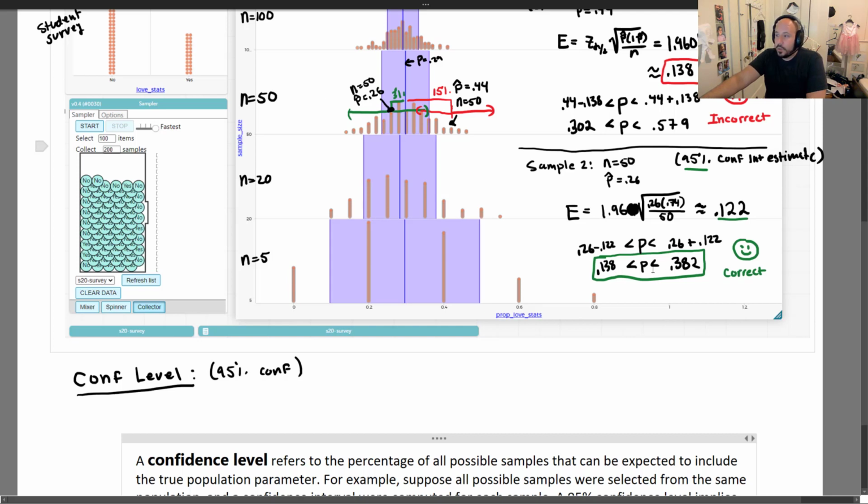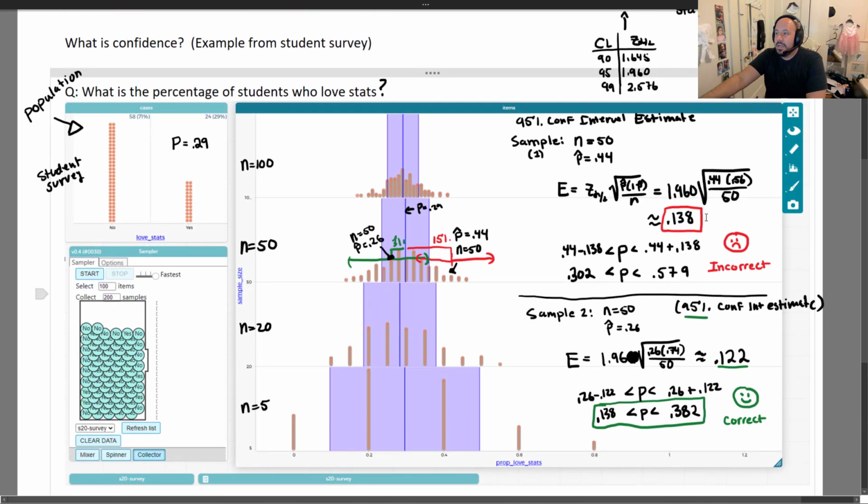This got 29% inside of it. I was ultimately correct. Now this one here was far enough away from the true value that it did not contain the true population percentage. True population parameter.